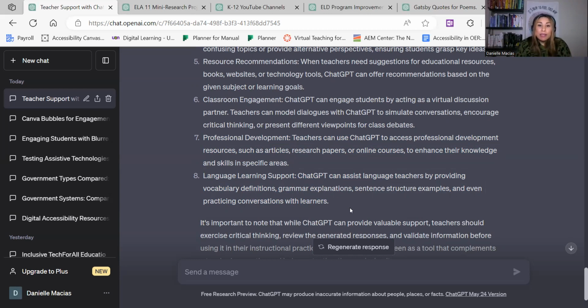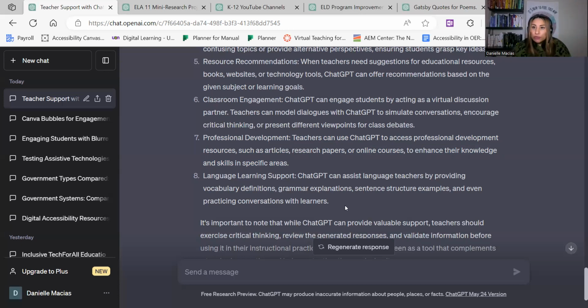And then language learning support. I've used ChatGPT or introduced it to my English language arts students who were learning English as a second or third language. My adult learners were able to have conversations with ChatGPT, and you can tell it to act as if it were an English language arts tutor or teacher and have a conversation back and forth and check for grammar, spelling, idioms, use of vocabulary words, etc.